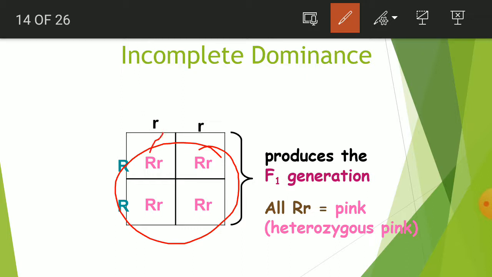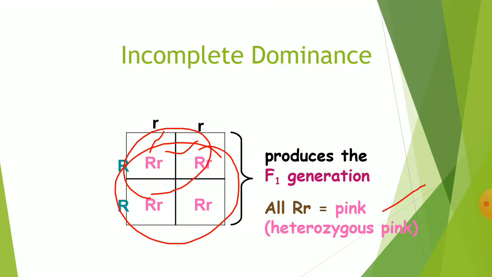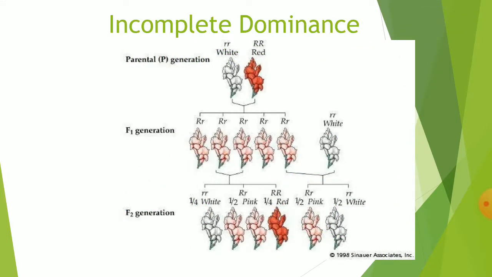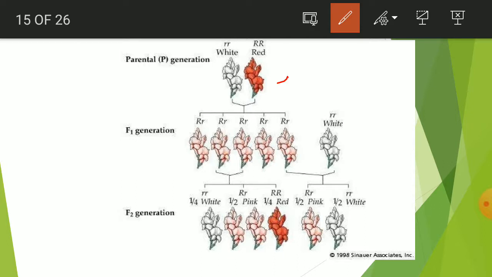If there is one dominant gene and one recessive gene, the progeny is heterozygous, but the color is pink, which is not found in either parent. In incomplete dominance, when white-flowered and red-flowered plants are crossed, the first generation is all pink, which is further crossed with a white plant. In the next generation, we find that out of four progeny, 1/4 is white, 1/2 is pink, and 1/4 is red. In the other cross, out of two progeny, one is white and one is pink.